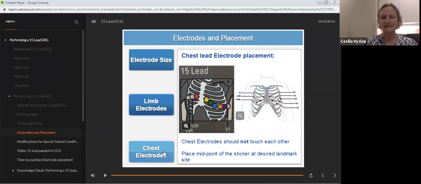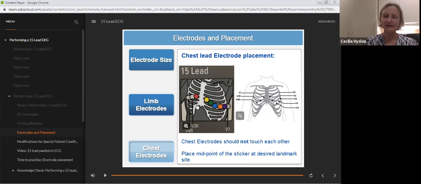So there's the chest electrodes. And sometimes, remember, we have sternal dressings covering this area. So if we can't fit the electrodes in the proper place, then we're going to leave off the ones that are being covered by the dressing, unless we can take the dressing off.